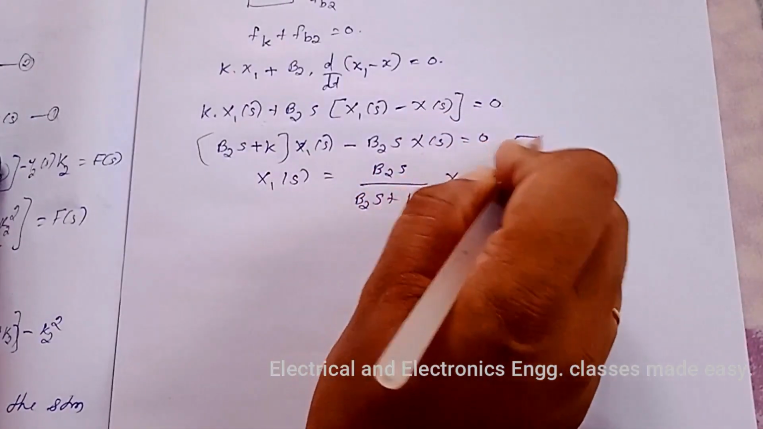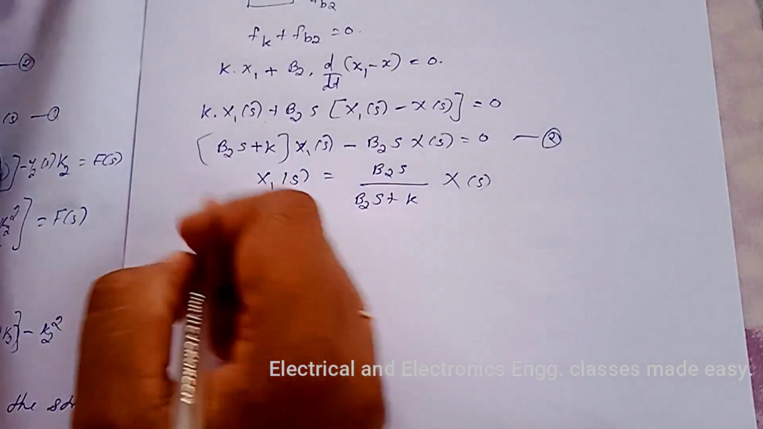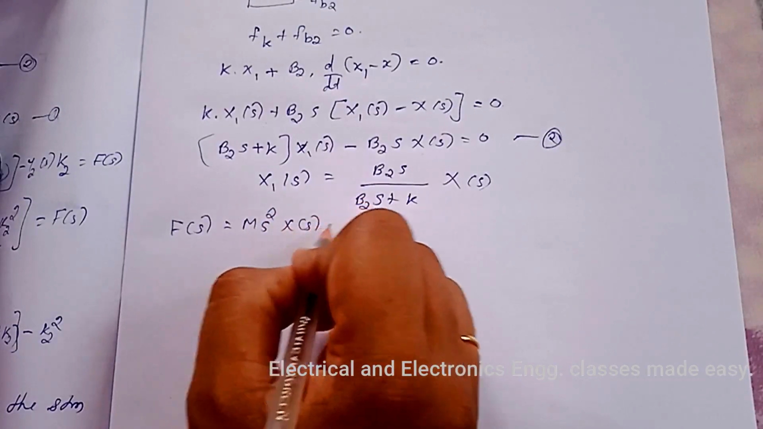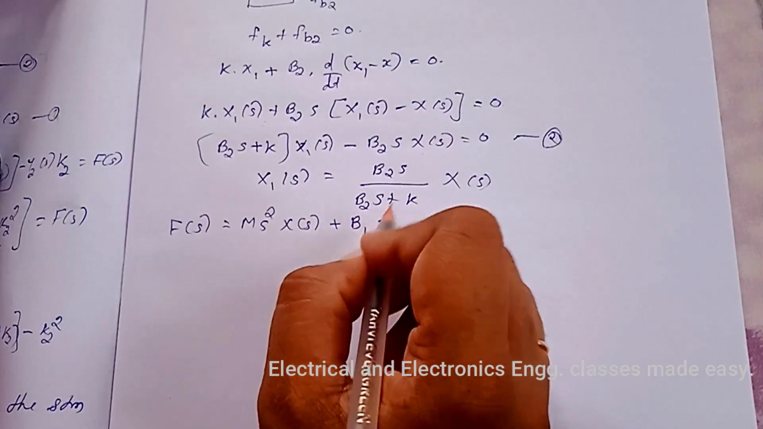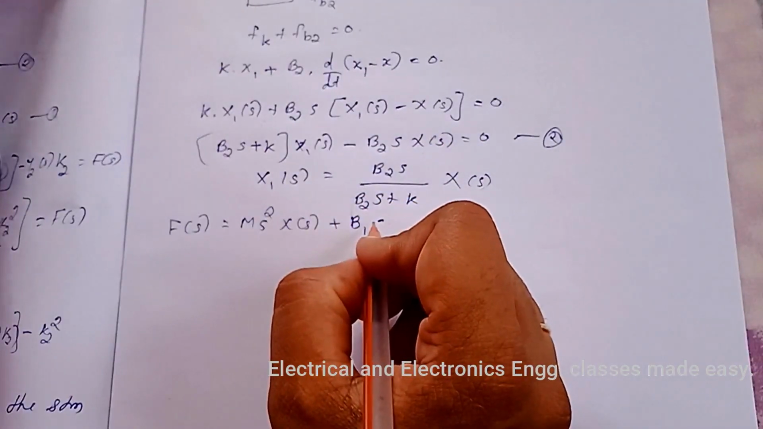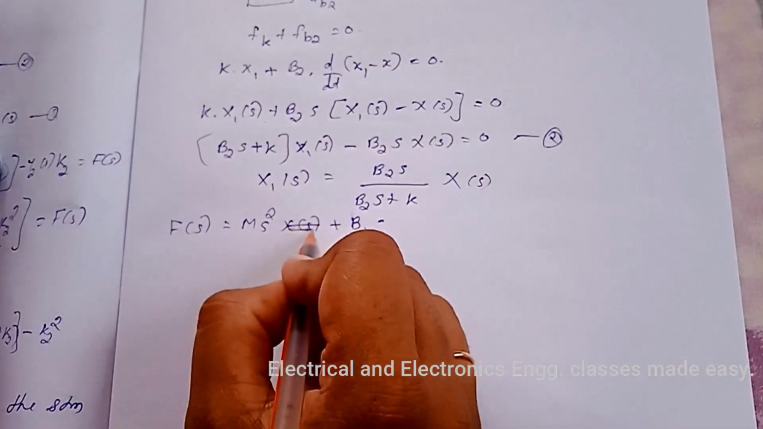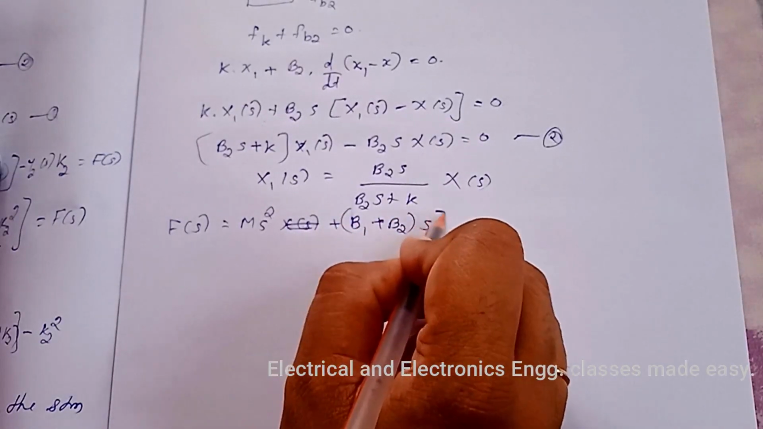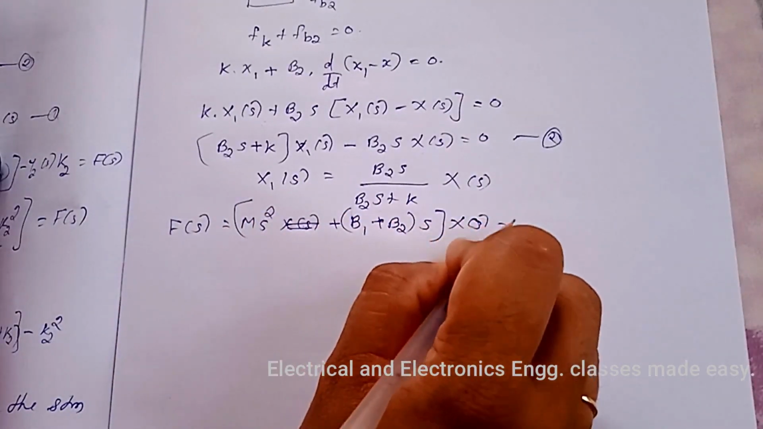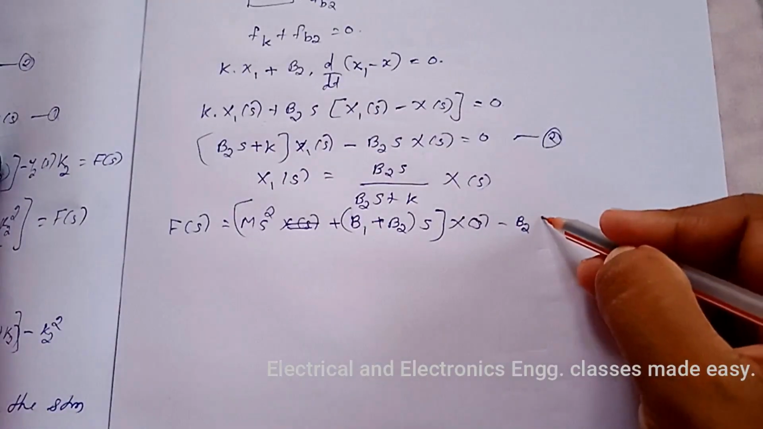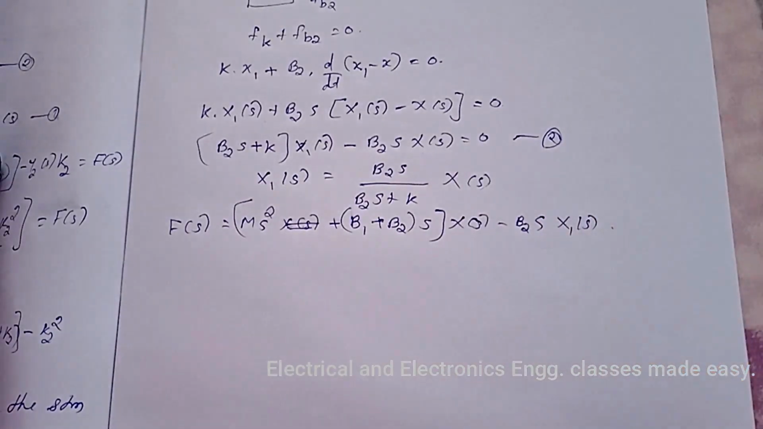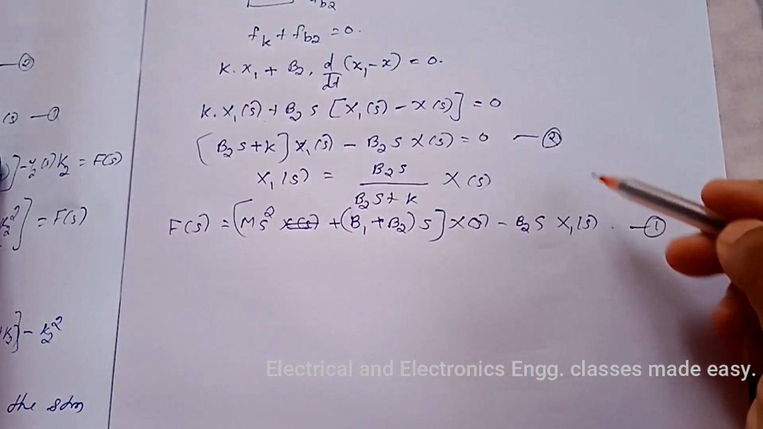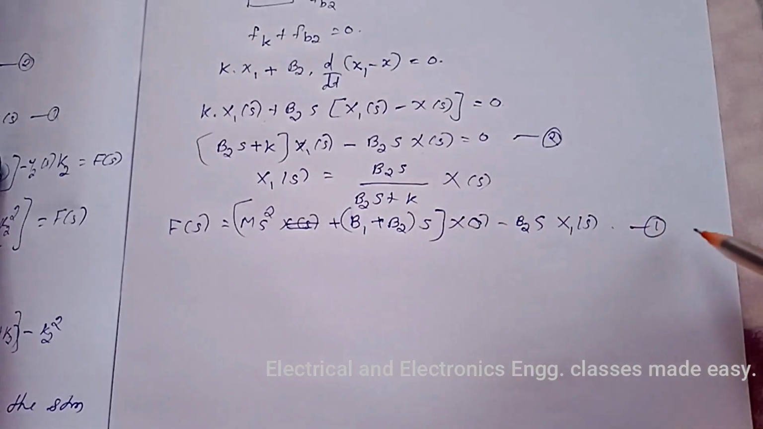So this is the second equation, and the first equation was f of s equal to ms square plus b1 plus b2 into s x of s minus b2 s x1 of s. So this is the first equation and this is the second equation. So these two are the equations of motion in s domain.